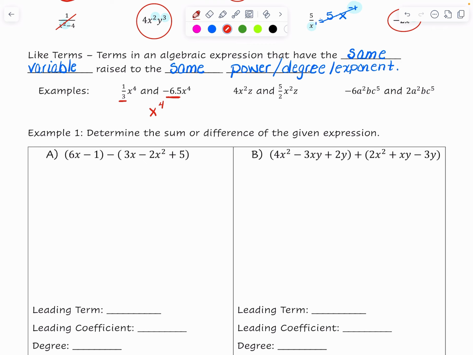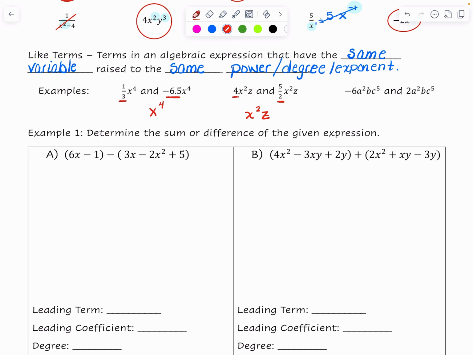All right, next one, what do they have in common? They have x squared z. So that means that since they both have that, we could add or subtract whatever they ask us, 4 and 5/2.